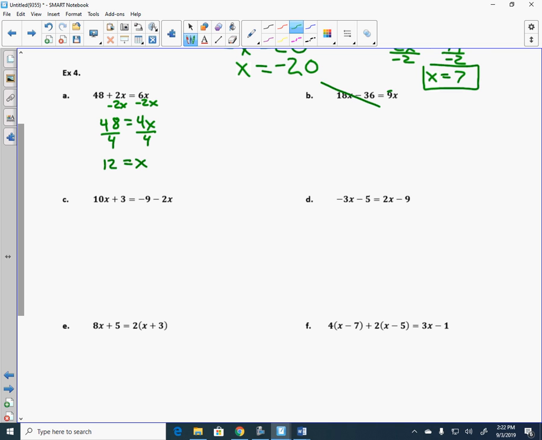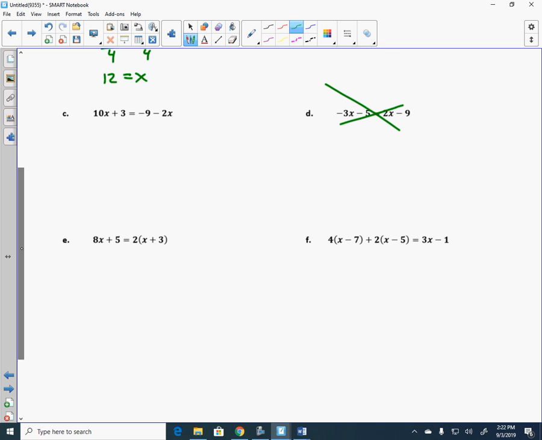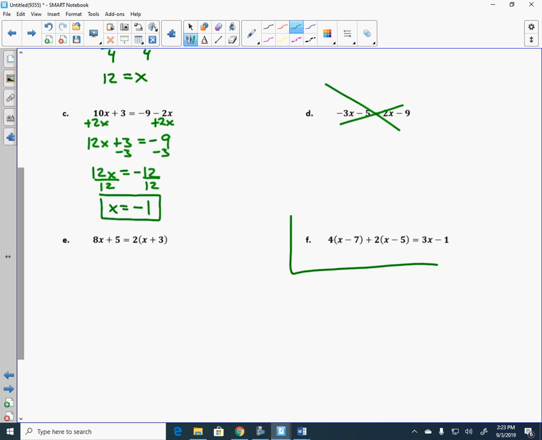Try letter C on your own. Did you get -1? Okay, one more to try, then I'll give you a sign. Try F.